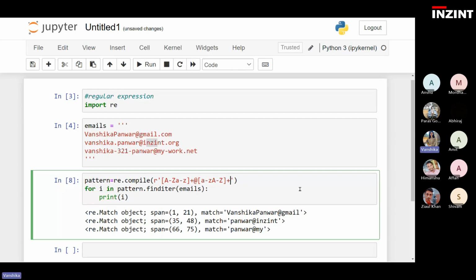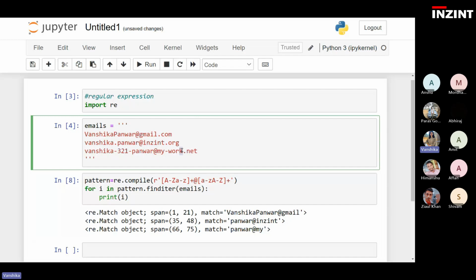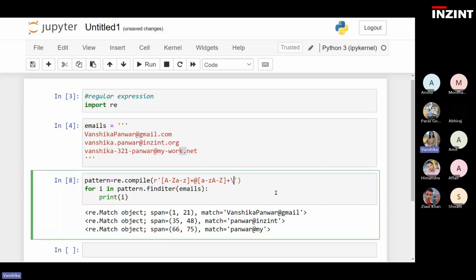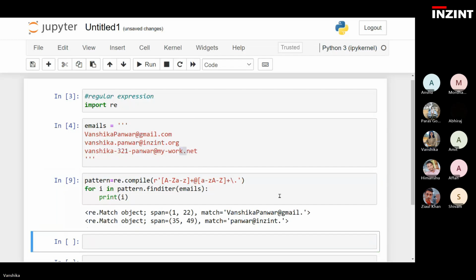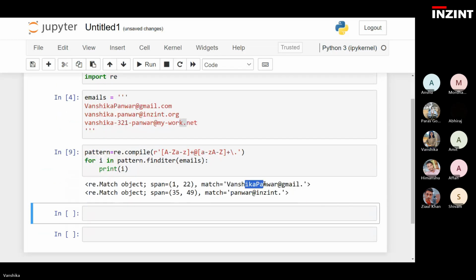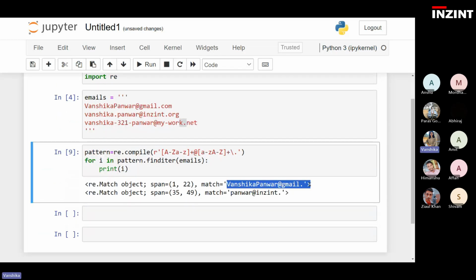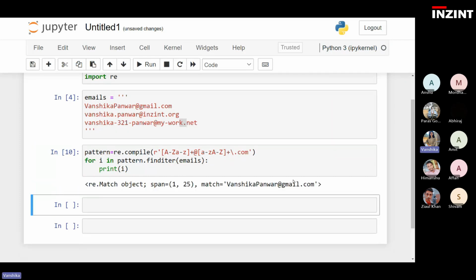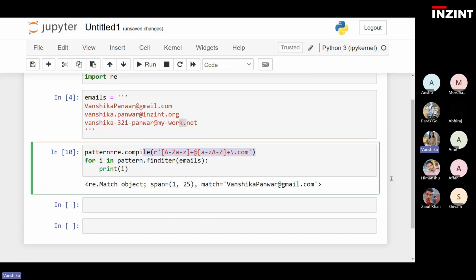Okay. Now, after that, we are planning to match with a dot. And whenever we need to match with dot, we use slash dot. Okay. So the first email is matching fine. The second and the third email are having some issues, but we'll figure that out as well. Then we have the form in the first one. So you can see that with this pattern, I'm able to match only with the first email that is present.